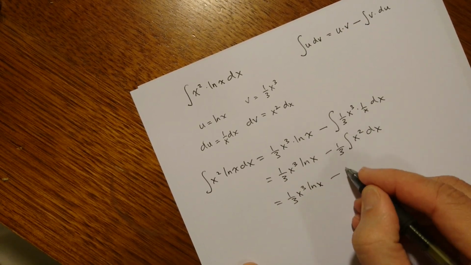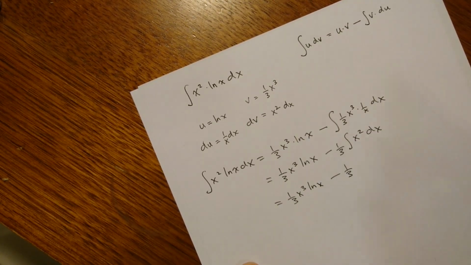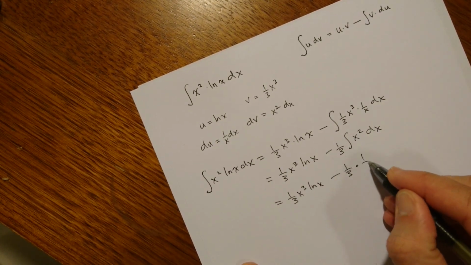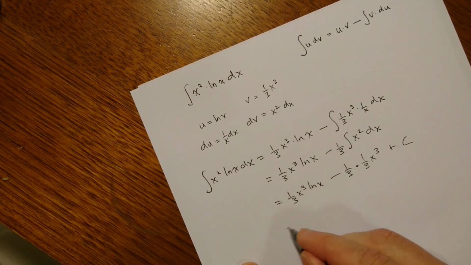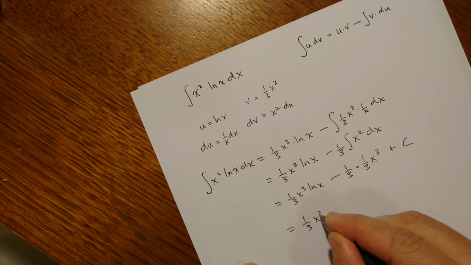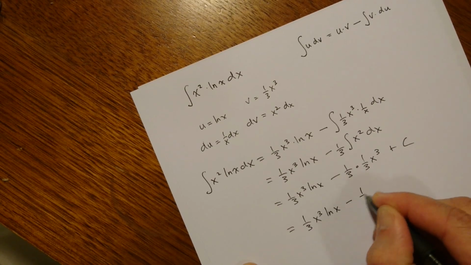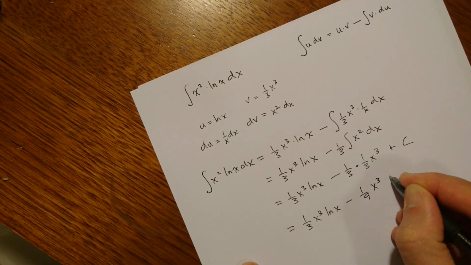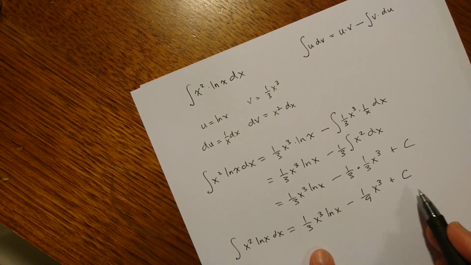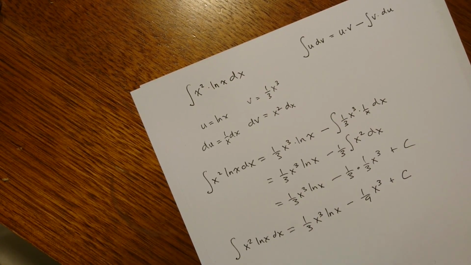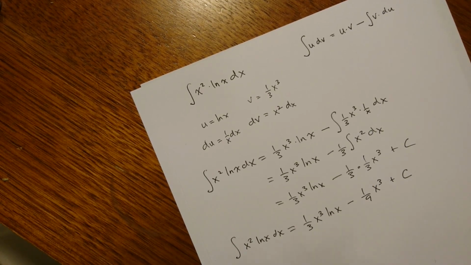And now this is a fairly simple antiderivative to take. It's the same one we just took up there. So we'll get another factor of 1/3 x cubed. I'll throw in that constant of integration, and we end up with 1/3 x cubed natural log of x minus 1/9 x cubed plus c. Okay, and I'll leave it to you guys. Take the derivative of the right-hand side, and you should get x squared natural log of x, right? There'll be a little bit of algebra to work out, but it should work out to be the same thing.